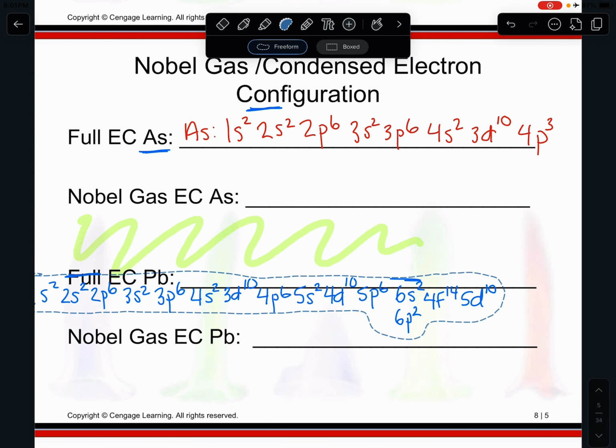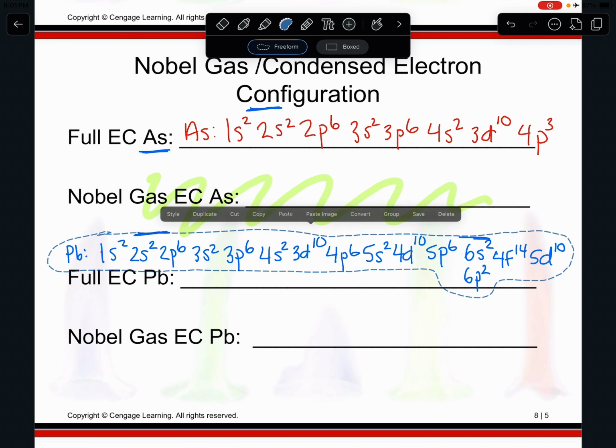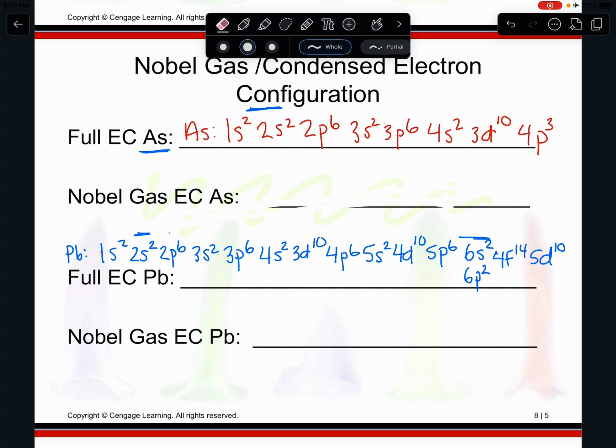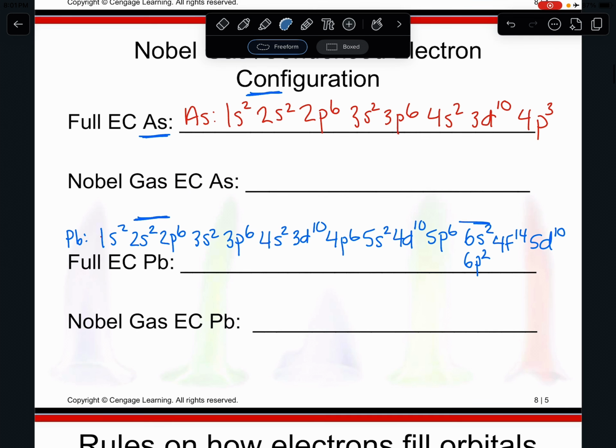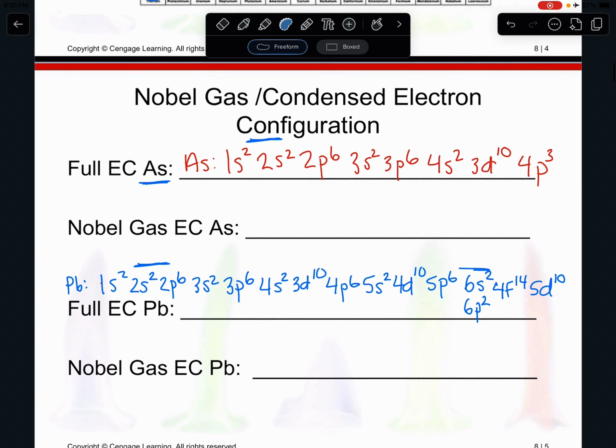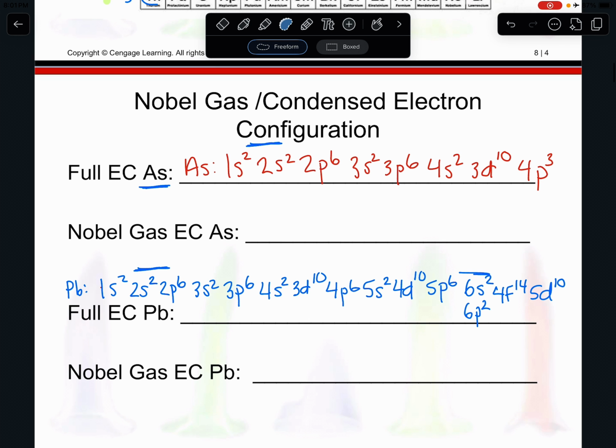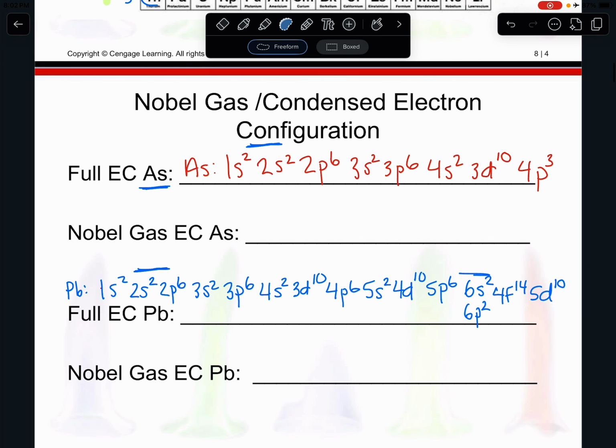Now let's go ahead and do a shortened method of this. Oh man, this is a mess, sorry. We're going to go ahead and do what we call noble gas, or you can call it condensed electron configuration. So to be able to do that, you have to be able to find the previous noble gas. And just to remind you, noble gases are on the periodic table, they are group 18. So in brackets, you're going to be putting the previous noble gas.